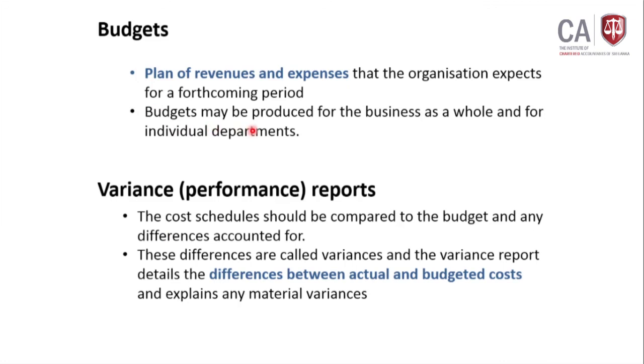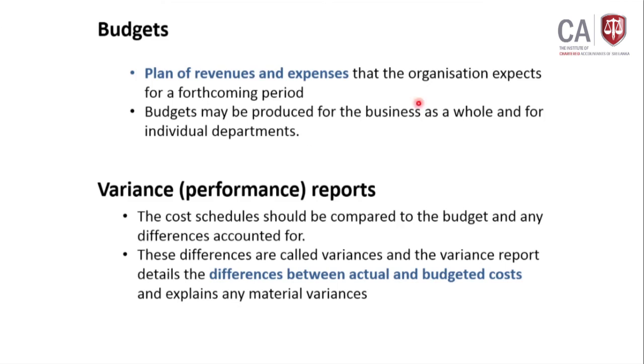A budget may be produced for the business as a whole or for an individual department. So you can have a department budget, right? Department-wise you can budget, and ultimately that comes to the organization-wise budget. You can budget department-wise as well as for the whole organization. After collecting the departmental budgets, you can do the whole organization budget.